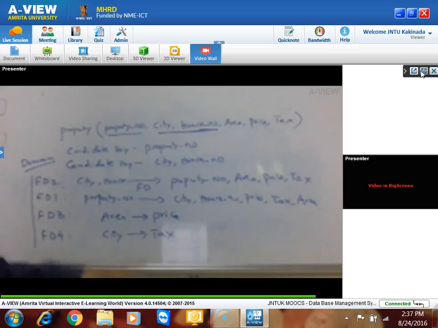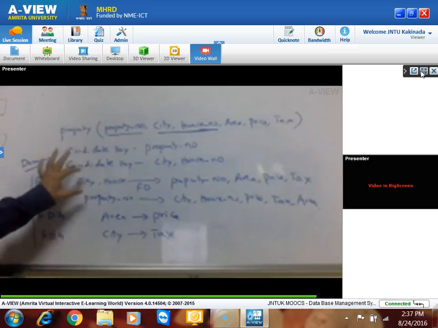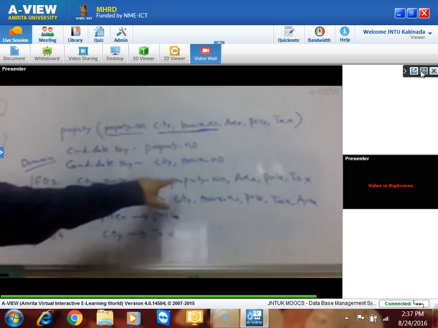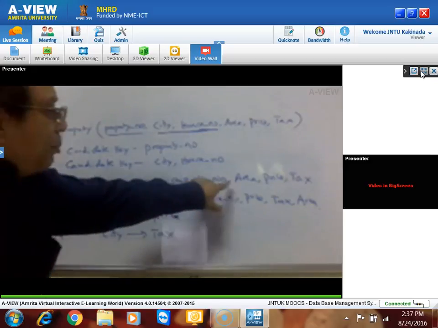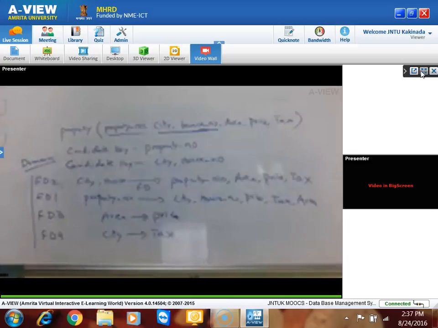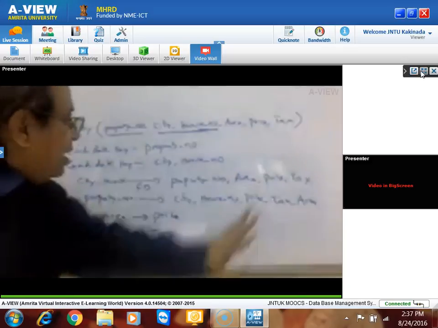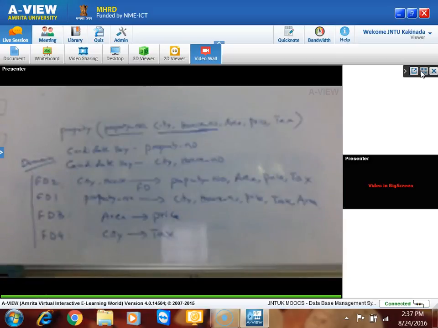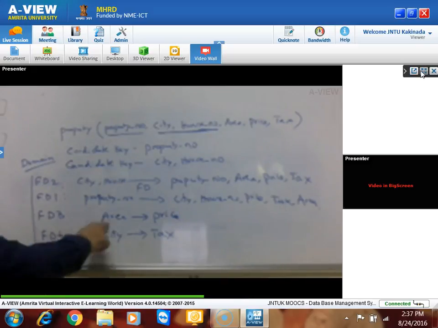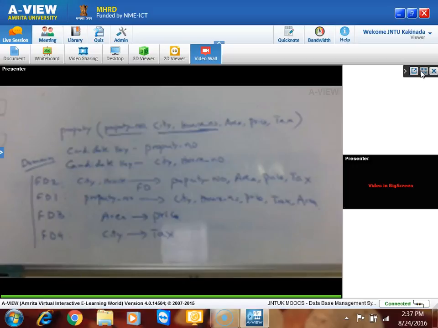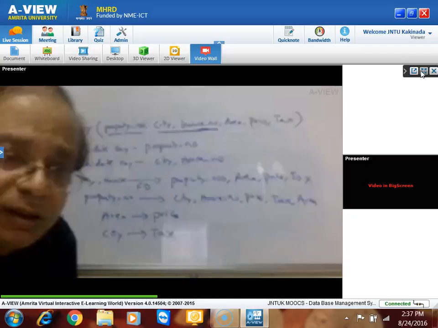So that's how the candidate key is coming from the domain. Given this domain, I know city and house number functionally will determine the property number, area, price, and tax. I also know property number determines the city, house number, price, tax, and area. I also have additional dependencies, which is given an area, I can calculate the price. Given the city, I can determine the tax. Is that clear now?